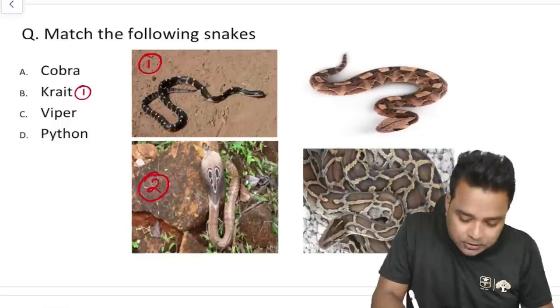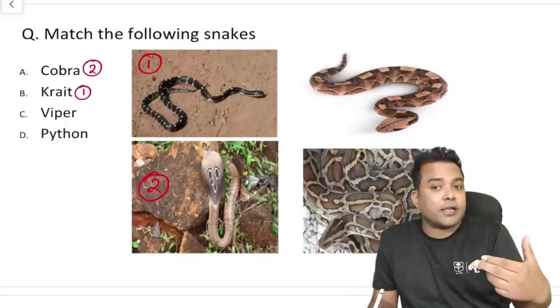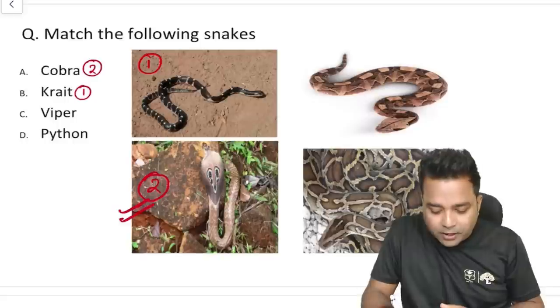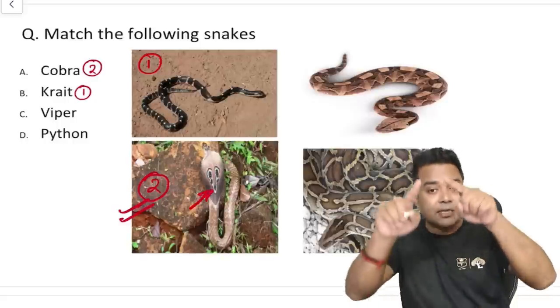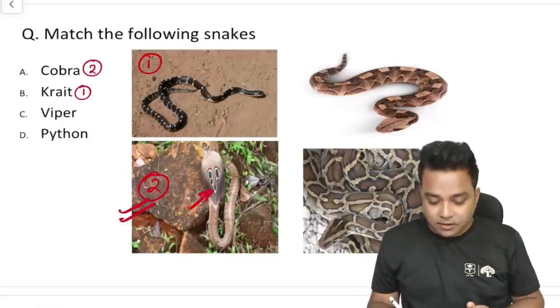But here the option was simple. But even if the option is like common cobra or king cobra, this will match with common cobra because of this spectacle shape mark. Chashma common log pehante. Okay? This is the way to remember.